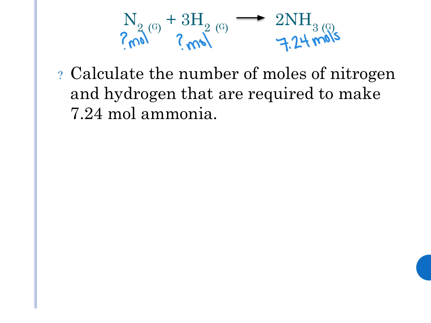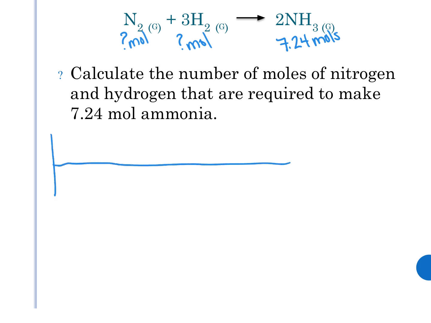Okay, for this one, do you see how we're solving for two different things? I have 2 question marks. That's 2 different calculations, so we don't do 2 unknowns in the same equation. So 2 unknowns, 2 equations. I'm going to start with nitrogen because it's first. To figure it out, we're going to do our dimensional analysis.